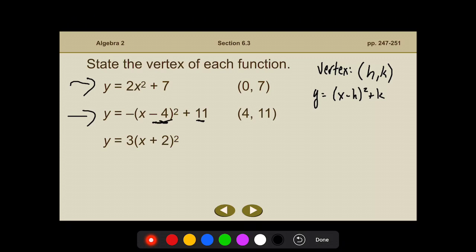Then you look at the third example there. This one's a little bit different. Here you have something next to the x, in this section right here, the x minus h, so we do the opposite, so it'd be negative 2. And then since there's no k here, we know that the y coordinate for the vertex would be 0. So there's a very fast way to figure out the vertex if the equation is written in vertex form.